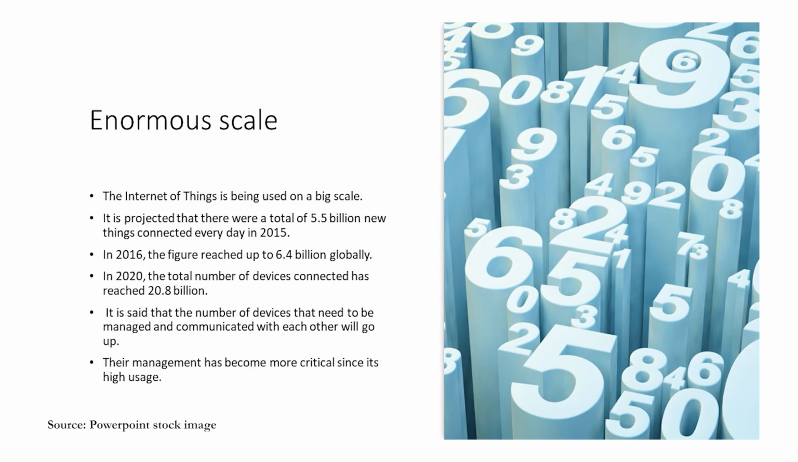The next characteristic is that of enormous scale. The Internet of Things is being used on a big scale. We know for sure that there were at least 5.5 billion new things connected in 2015. It grew up to 6.4 billion in 2016. In 2020 the number was up to 20.8 billion, and now it is even higher. So, the number of devices that need to be managed and communicated will go up, and their management has become critical because of this high usage. You need to manage all of this data coming from billions of devices.